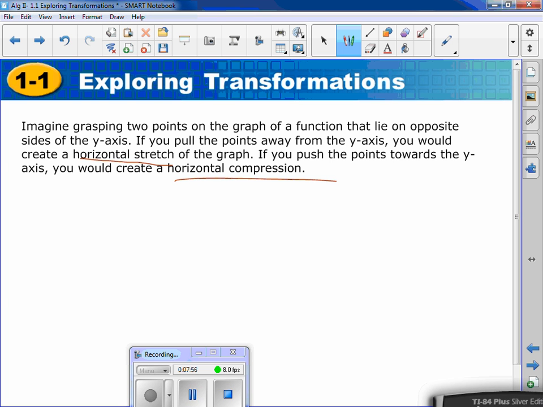For a stretch, if you go horizontally, which way is horizontally? Side to side. If I want to stretch it horizontally, what am I going to be doing to the picture? I'm expanding it, I am stretching it. If I want to compress, you're going to push it together, you're condensing it. So you push together towards the y-axis for horizontal compression. For horizontal stretch, you pull away.